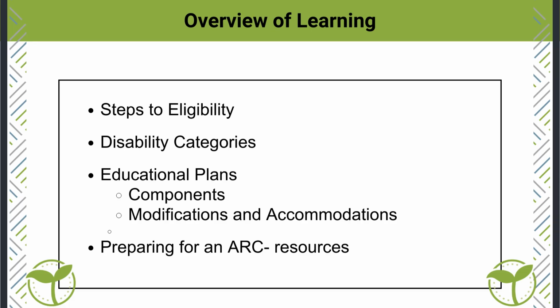Now that we've set the stage for learning and dug into the history of special education, we're going to take some time now to really dive into the heart of our learning. We're going to be looking at the steps for students' eligibility for special education services. We're going to be reflecting on the different disability categories that are recognized in the state of Kentucky. We're going to look at the components of educational plans and modifications and accommodations that can be used in your classroom. Lastly, we're going to be talking about preparing for ARC meetings.